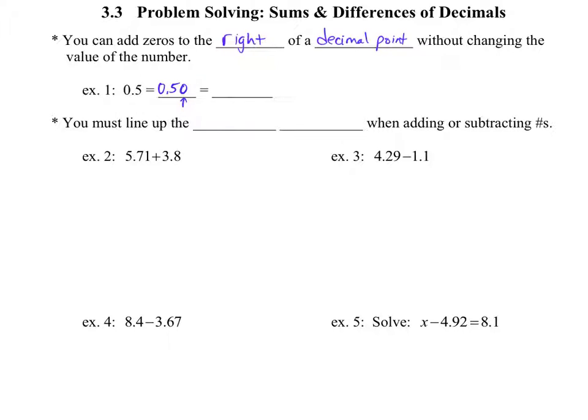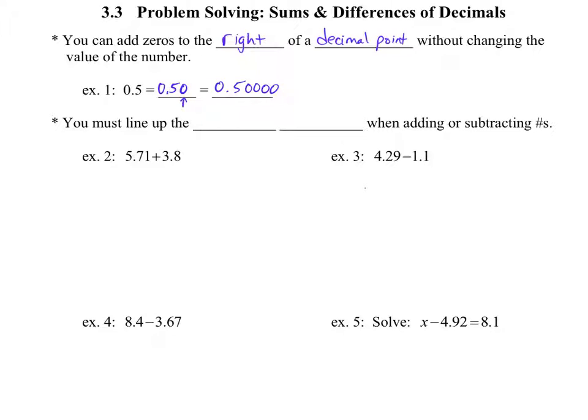It's still 0.5, essentially. Or you could, if you wanted to, say 0.500, or even put a third or a fourth 0. You could add a bunch of zeros at the end of a number, to the right of a decimal point, and not change the value, not change the amount of the number. Fair enough?